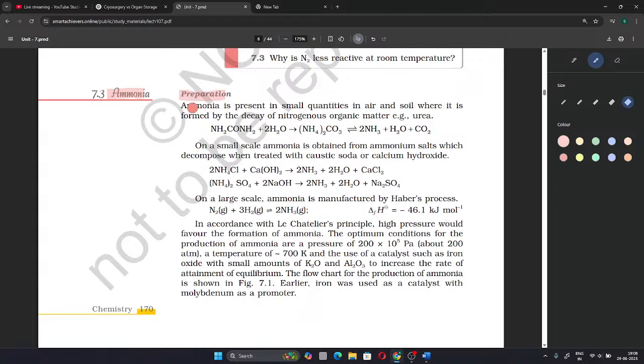The preparation of ammonia. Ammonia is present in small quantities in air and soil, where it is formed by the decay of nitrogenous organic matter. Example, urea, NH2CONH2 plus water will give (NH4)2CO3, diammonium carbonate, which again dissociates into ammonia, water and carbon dioxide.